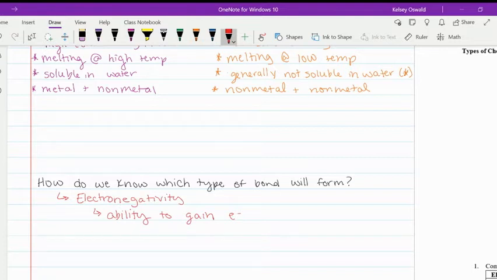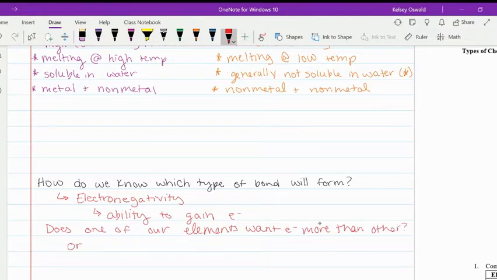The type of bond that we form all depends on whether one of our elements wants the electrons more, or do they both want them equally? That's our big question. Does one of our elements want that electron more than the other? Or do both elements want that electron equally?